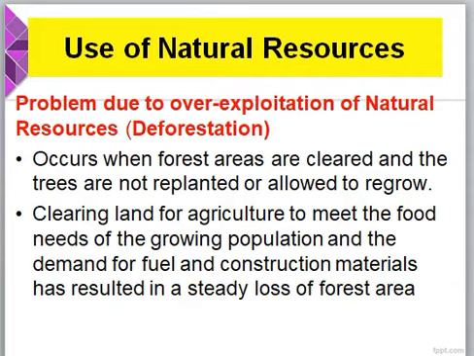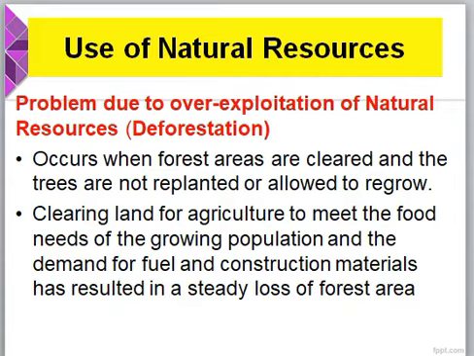The result in Cebu's coral reef: small particles go to the marine environment and destroy corals and other living organisms thriving in that area. Problems due to overexploitation of natural resources, such as deforestation, occur when forests are cleared and the trees are not replanted or allowed to regrow. Clearing land for agriculture to meet the food needs of the growing population and the demand for fuel and construction materials has resulted in a steady loss of forest area.